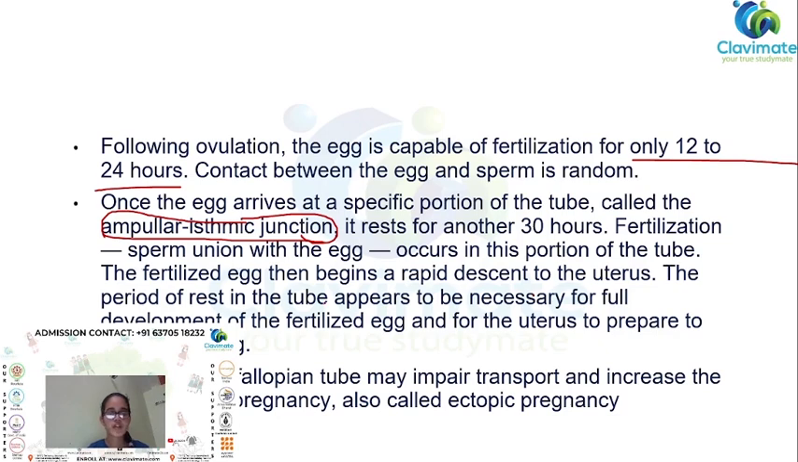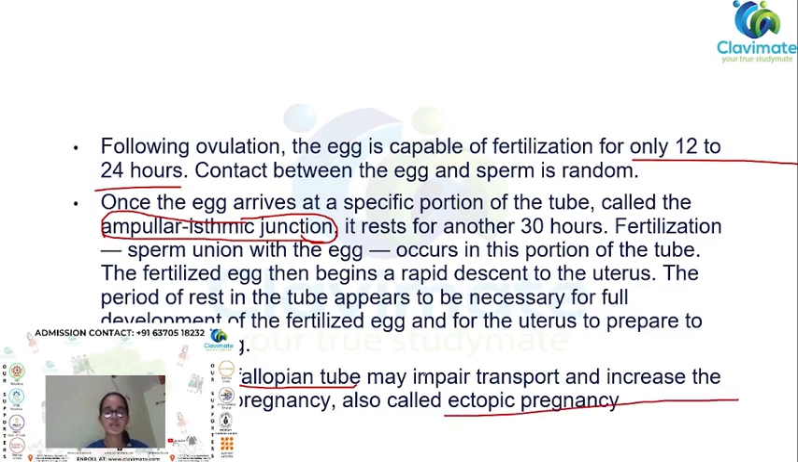So the period of rest in the tube appears to be necessary for full development of the fertilized egg and for the uterus to prepare to receive the egg. Defects in the fallopian tube may impair transport. If the fallopian tube has any defects, that may lead to some complications, such as impaired transport and an increased risk of tubal pregnancy, also called ectopic pregnancy.